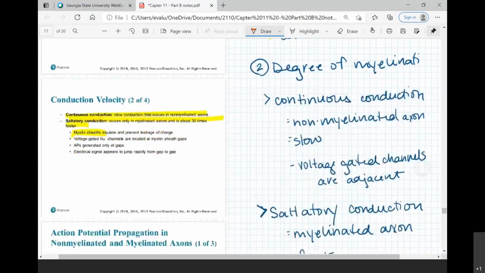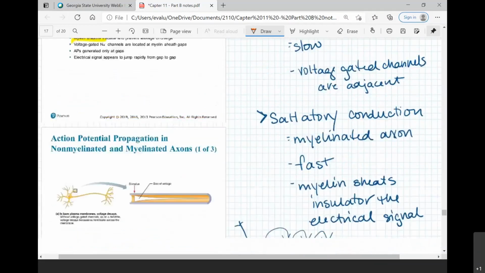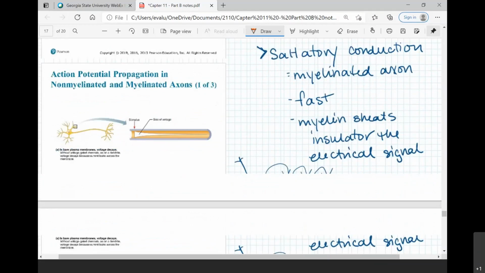So first one, continuous conduction, is what happens in a non-myelinated axon. There is no myelin. This is also going to be slow. This does not happen fast. And when this is happening, your voltage-gated channels are right next to each other. They are back to back. They are adjacent. So when you have continuous conduction, basically, you're going to have, let me find him.